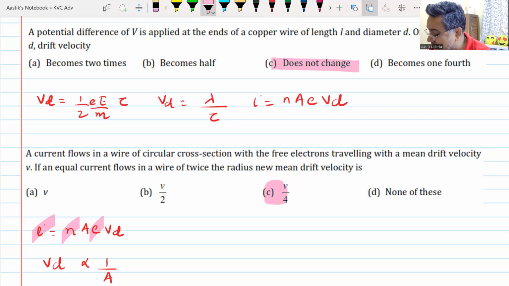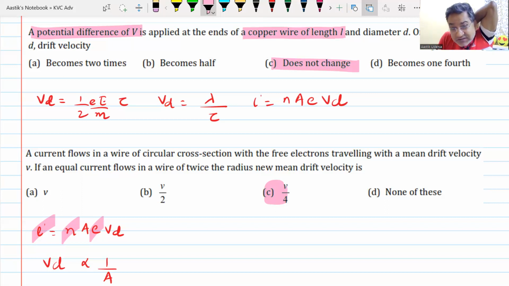You have to understand the question. Here, the potential difference of V is applied on a copper wire of length L. Now, V by L becomes what? Electric field. V by L becomes electric field. The electric field is constant here. Do we understand this?